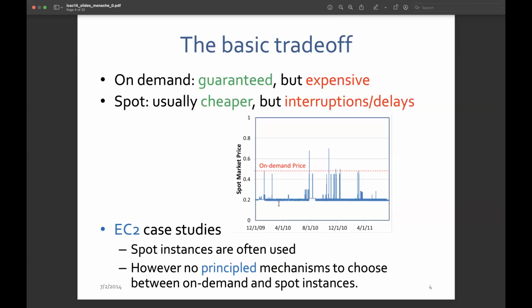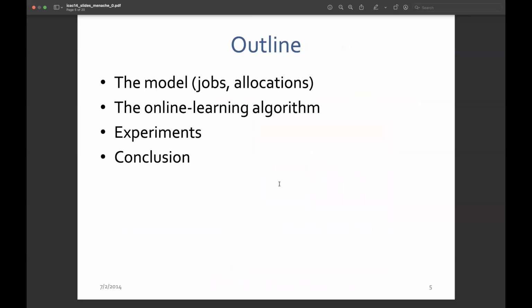It would be better if there was a policy that whenever spot instances are available, you use them, but when they are not available, you switch to on-demand instances. But currently that is not available, and that is what this paper is proposing: an automatic way to switch back and forth between on-demand and spot instances. This is the outline of their paper.